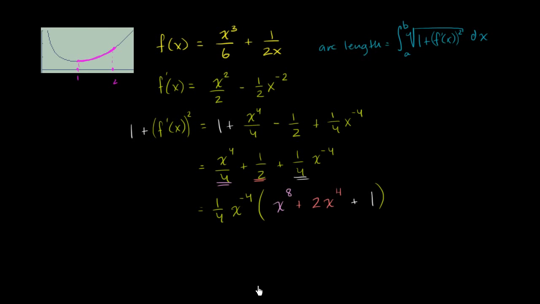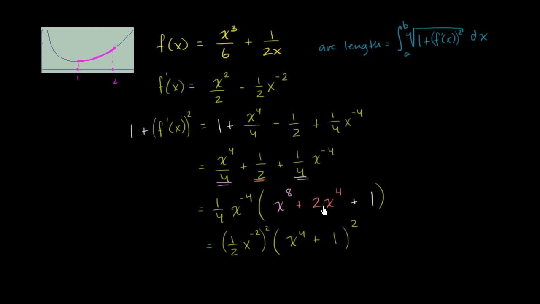And now this is looking interesting, because this right over here, we could rewrite as 1/2 x to the negative 2 squared. And then this over here, we could rewrite this as x to the 4th plus 1 squared, right? x to the 4th times x to the 4th is x to the 8th. 1 squared is 1. The product of them times 2 is 2x to the 4th. So this over here is the same thing as that.